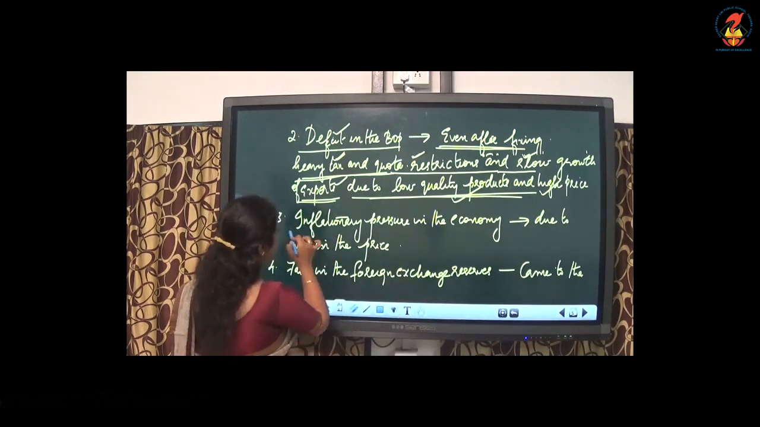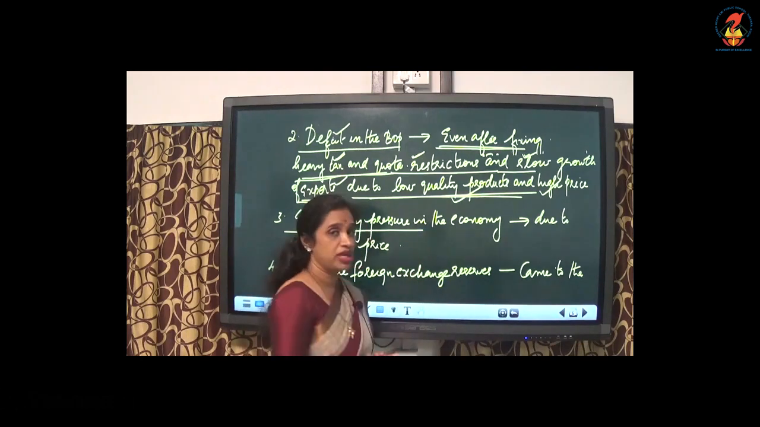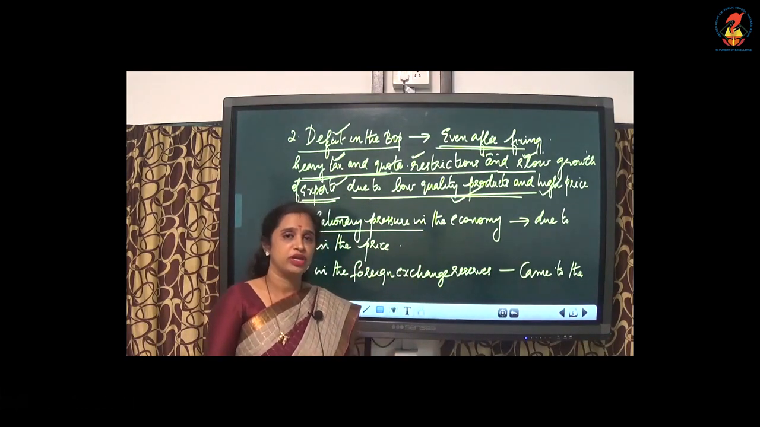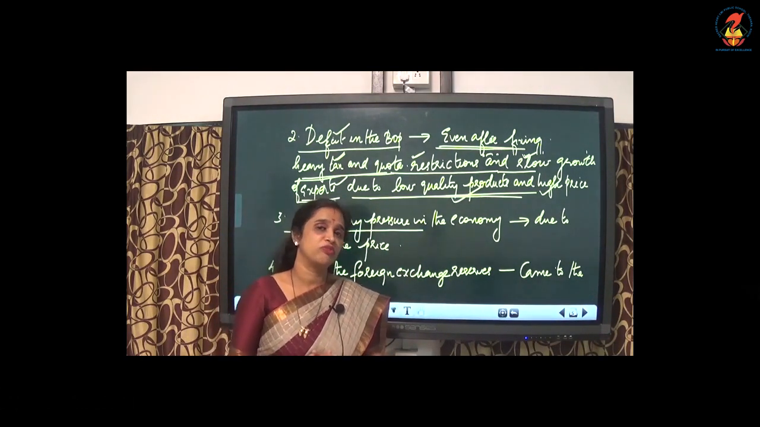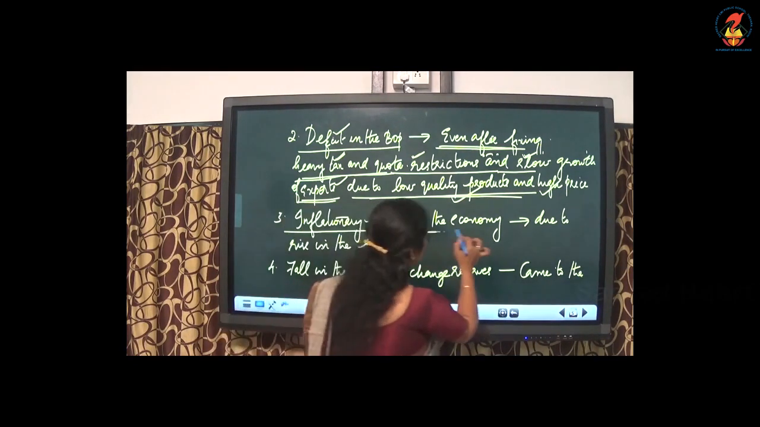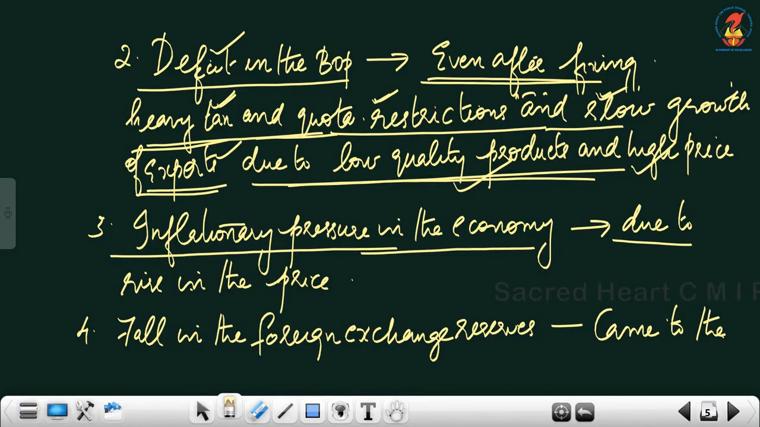Now, the next one is inflationary pressure in the economy. Another reason for economic reform, why the government thought of a reform measure in the economy? Due to inflationary pressure in the economy. What is the main reason for inflationary pressure? You all know what is the main reason for inflation. Rise in the price. That is already there. You can connect it to the second point which I have explained to you.